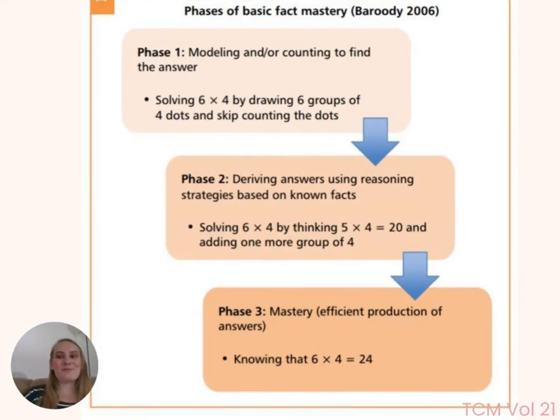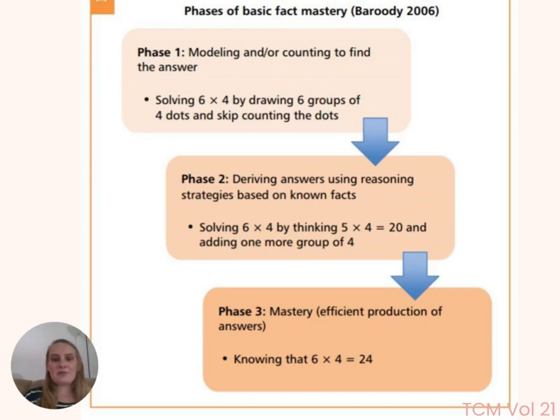Let's review the phases of basic fact mastery. Phase 1 is modeling and/or counting to find the answer. So this is our concrete method. Students are skip counting, they're drawing pictures. It's very concrete. Then next, students go to phase 2, where they are using some of their concrete knowledge and then using other fact families that they know to kind of reason and make sense of multiplication facts.